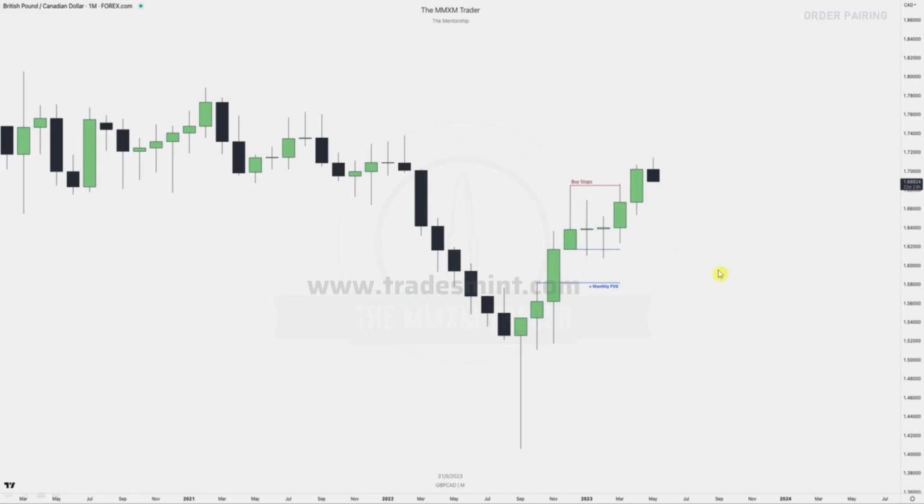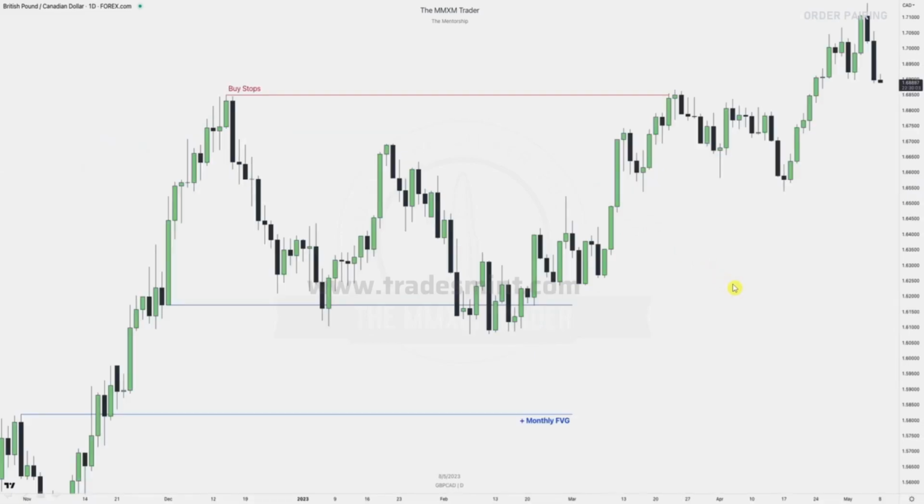So let's zoom in a little bit more. So here we have a daily structure and we have those monthly levels annotated also, right? So we have this monthly fair value gap down here, and then the buy stops also on that monthly time frame. Now looking at that daily structure, where do we want to see the order pairing happening?